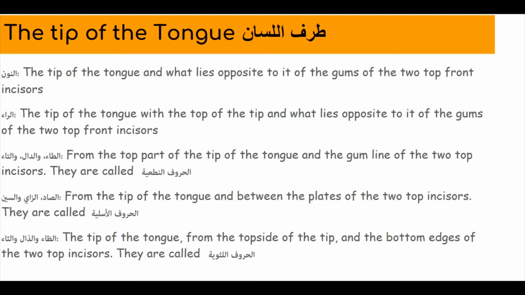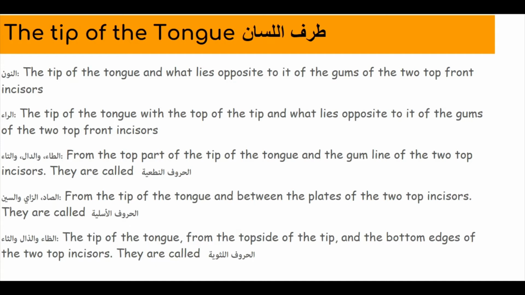The point of articulating nun is formed by the tip of the tongue and what lies opposite to it of the gums of the 2 top front incisors. This is slightly beneath the articulation point for lam. That is where nun is formed.